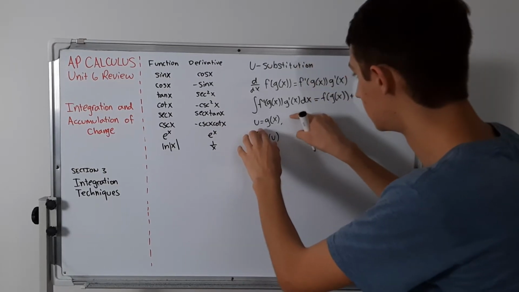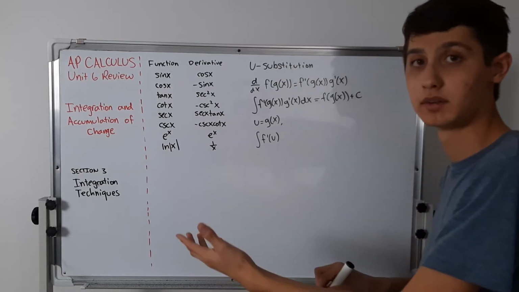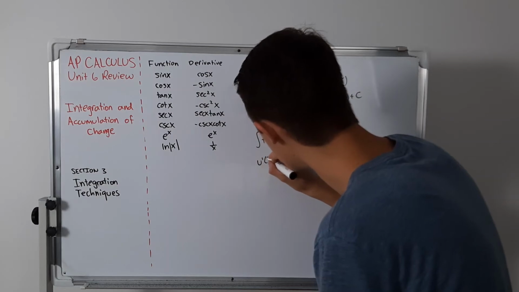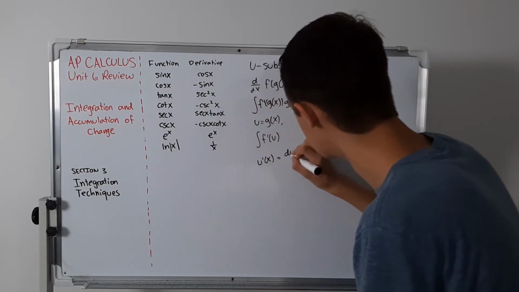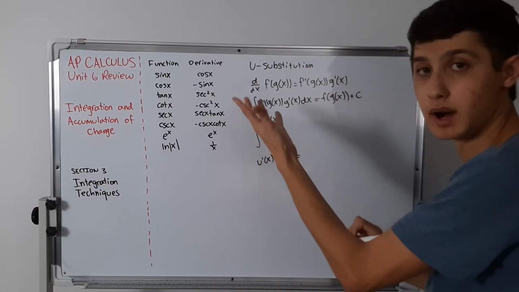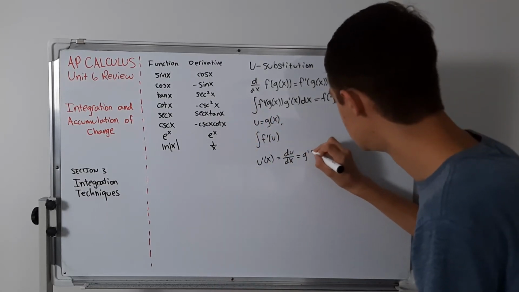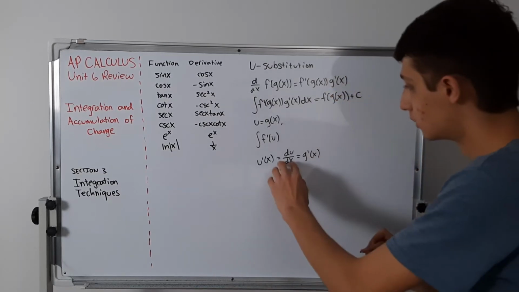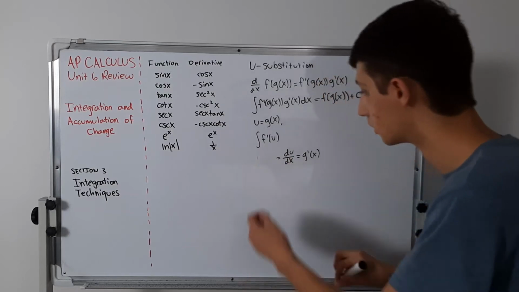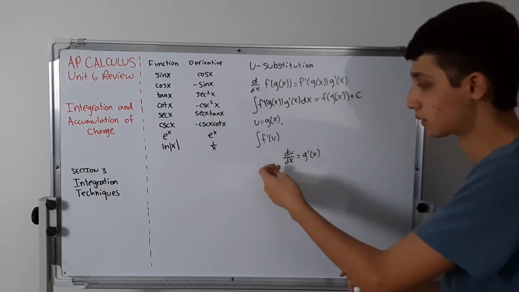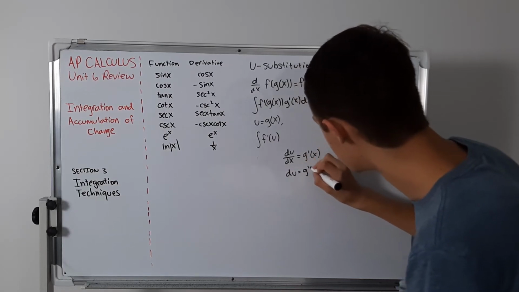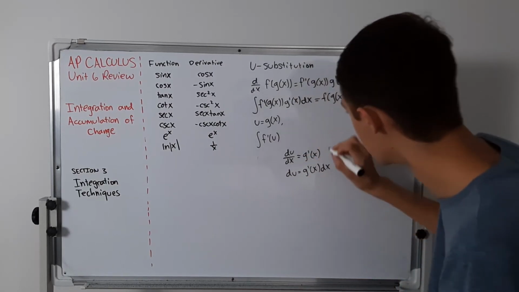So how would we find what a du is? Let's just take the derivative of this guy on both sides. So we have u prime of x, which is equal to du over dx, right, is equal to g prime of x. Okay, so I'm going to ignore this u prime of x because it's easier to deal with du over dx. And so we're going to multiply both sides by dx, so we get du equals g prime of x dx. Let me just copy that back up here.